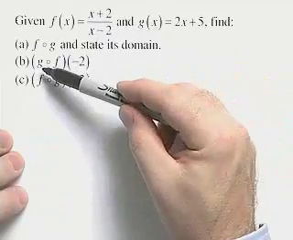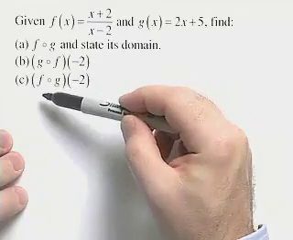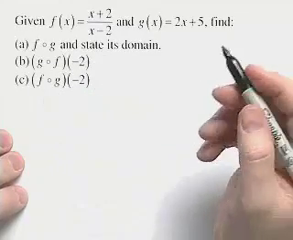In part B, we want to find g of f of negative 2, and in part C, f of g of negative 2. So we'll start with part A.